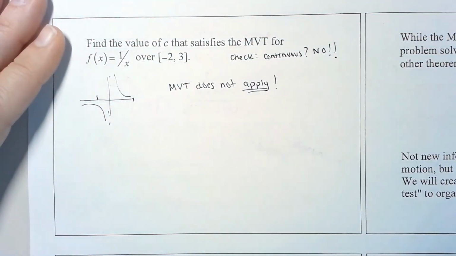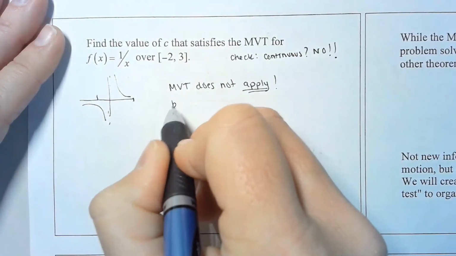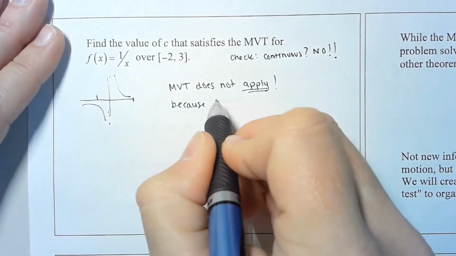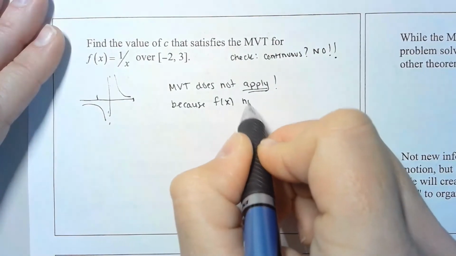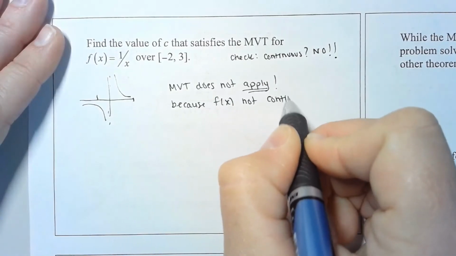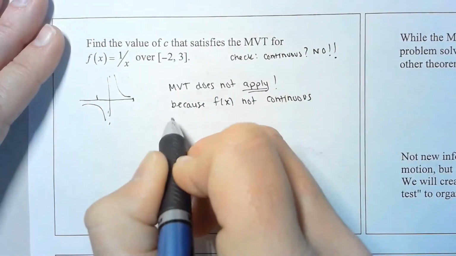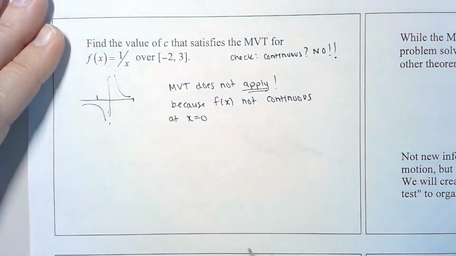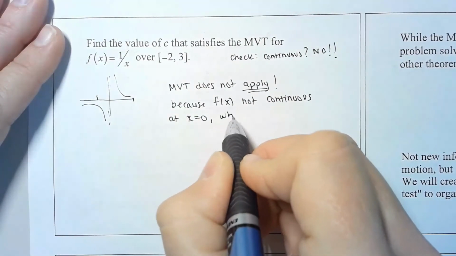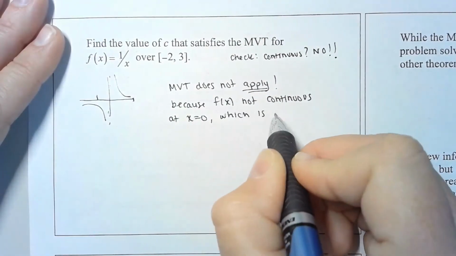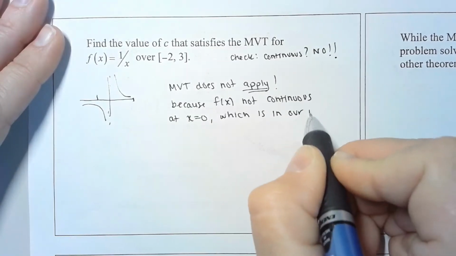That's good news. That saves us a lot of time, because f of x is not continuous at x equals 0, which is in our interval.